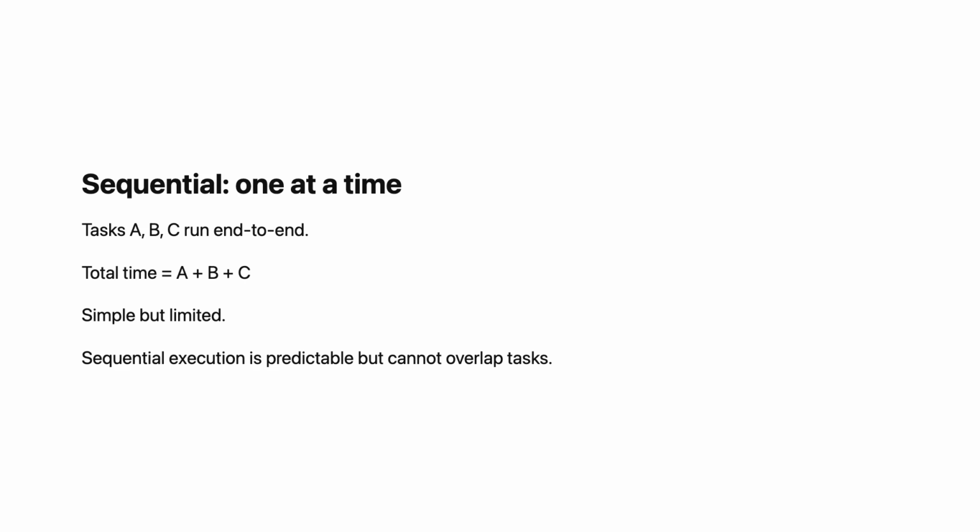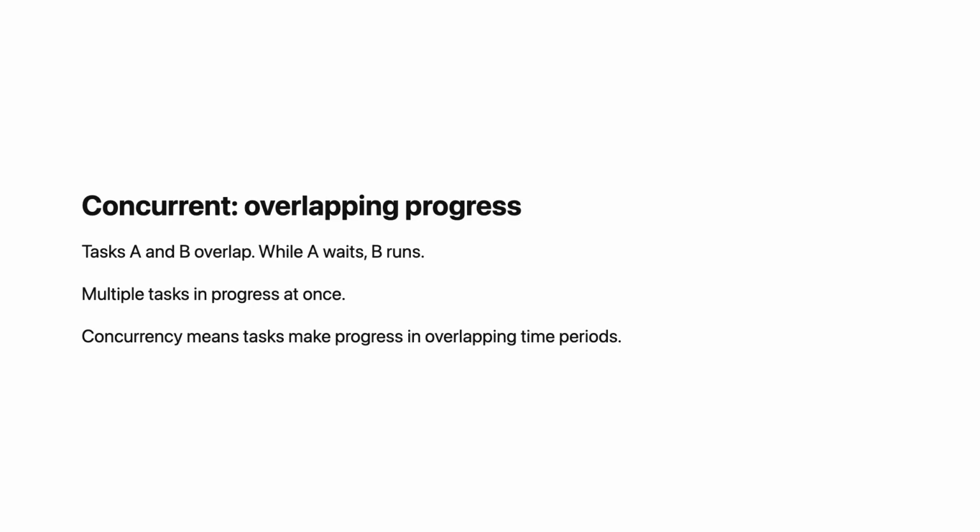This is like cooking dinner. You do not wait for water to boil before preparing vegetables. You start the water, then prepare vegetables while waiting. Multiple tasks, overlapping progress. Concurrency is about dealing with multiple things at once, not necessarily doing them at once.